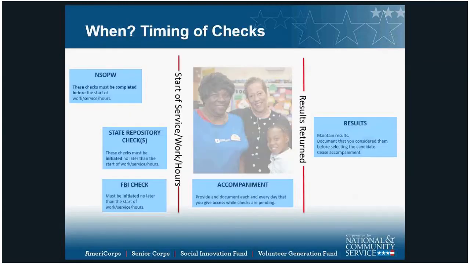All right. So in a perfect world, too, you'd get your check results back instantaneously. That's not often the case. Sometimes it might take weeks to get your state check back, and you need to have your member or staff person start. And that's allowable. But what you have to do is something we call accompaniment. Accompaniment is not a fun process. It is a very big administrative burden.